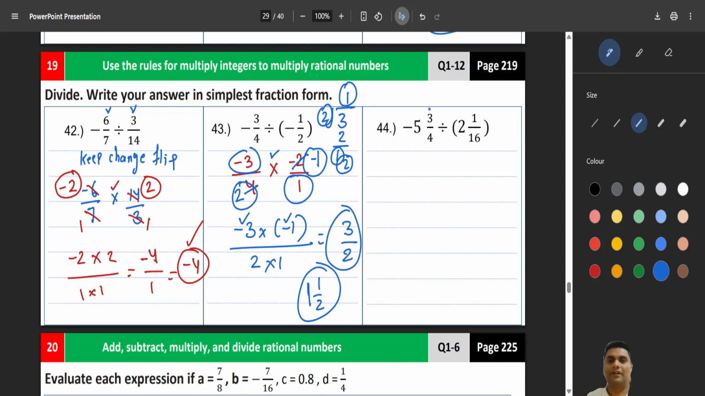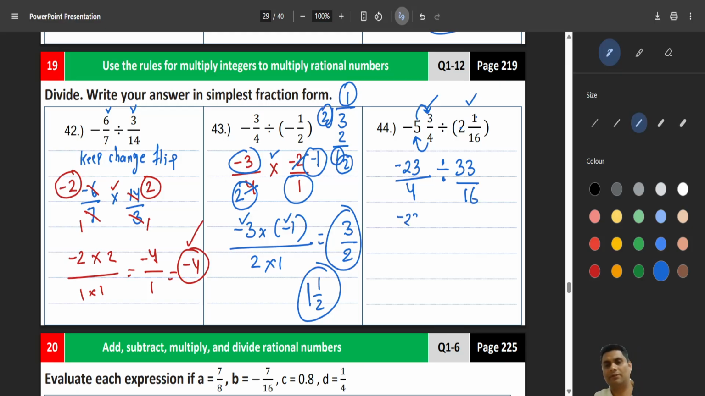Next question. We have a mixed number. So first we change the mixed number into a fraction. 4 times 5, 20. 20 plus 3, 23. So this will become minus 23 because I have a minus here, divided by 4. Okay, divide 16 times 2, 32. 32 plus 1, 33. Divided by 16. Okay. Now keep, change, flip.